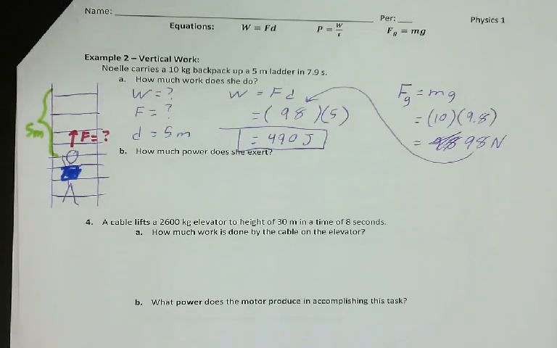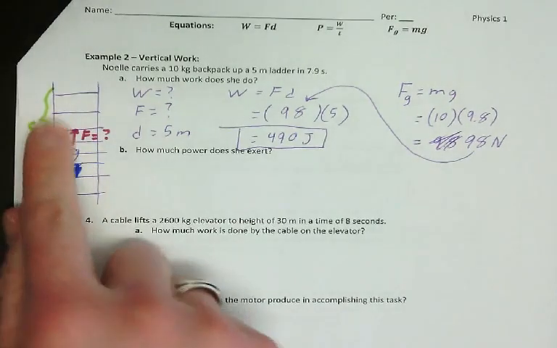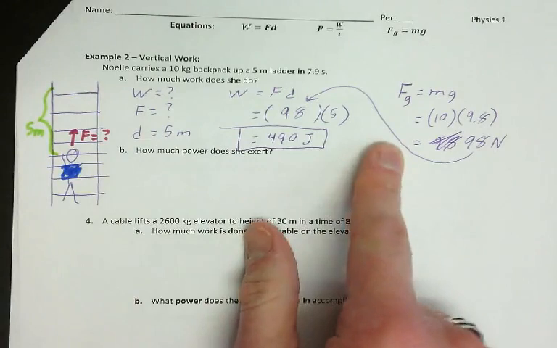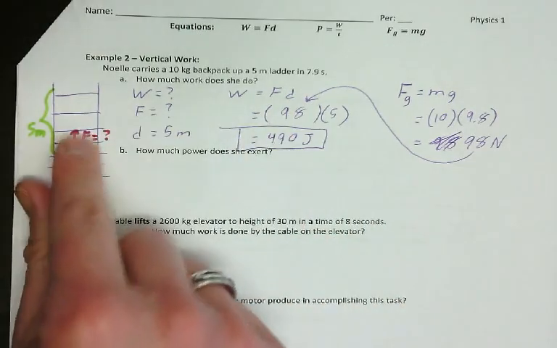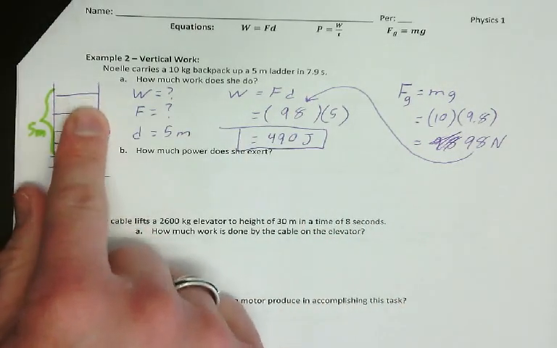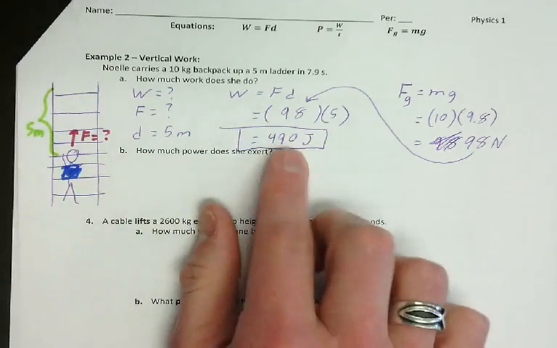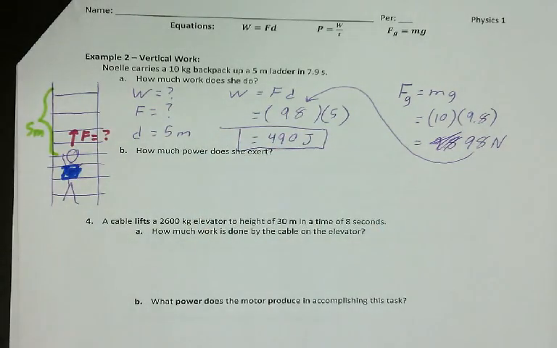And the number makes sense. It's going up, which is usually positive. And the force she's applying is up, which is usually positive. So that would give me a positive 490 joules. Remember, positive work is in the direction of motion and negative work is against. Positive work adds energy, negative work takes away energy. So this would be an example of adding in energy here. So that makes sense for that.